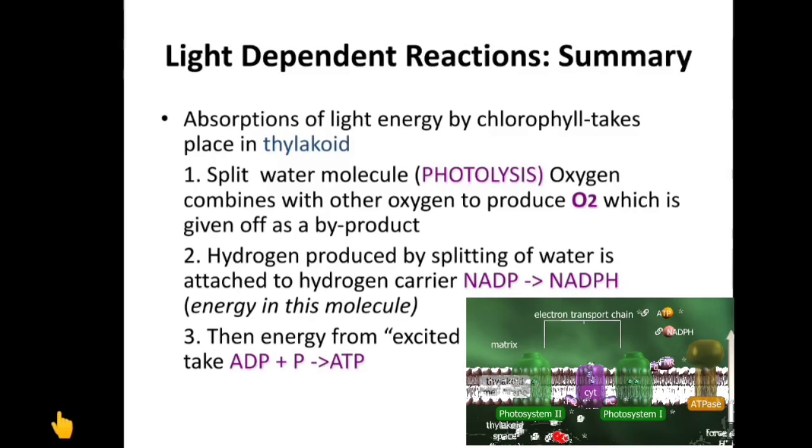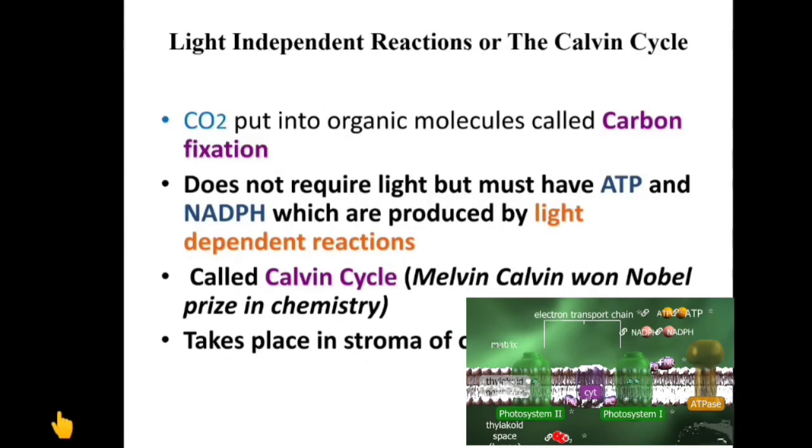Absorption of light energy by chlorophyll takes place in the thylakoid. In the split water molecules, oxygen combines with other oxygen to provide oxygen gas, which is given off as a byproduct. Hydrogen produced by splitting of water is attached to the hydrogen carrier NADP, which gives NADPH. The energy from excited electrons is used to make ADP + P into ATP.